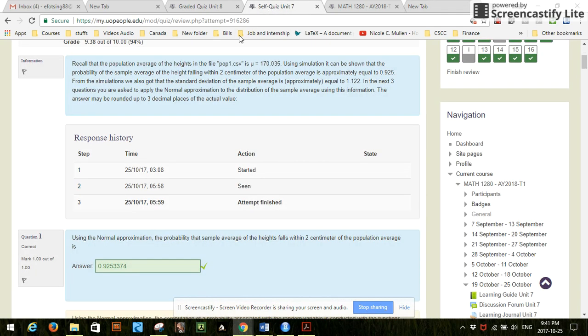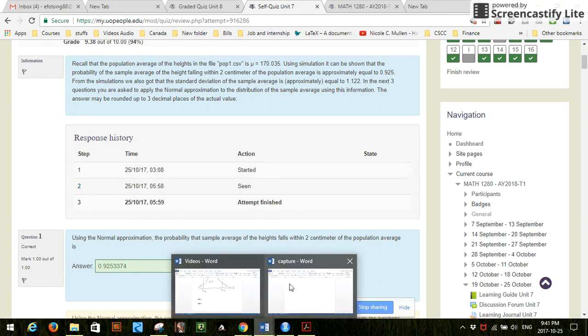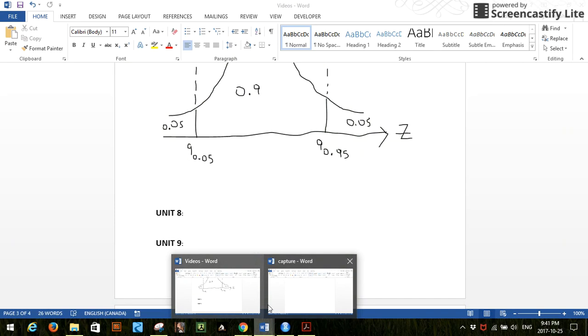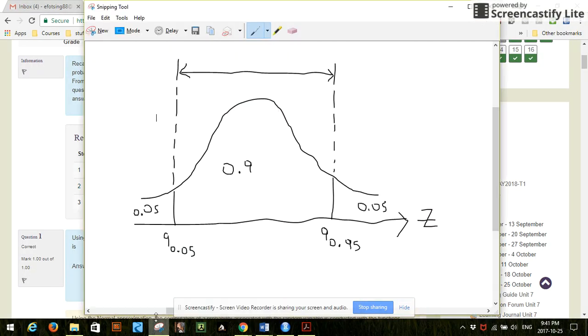Hi guys, we are going to look at the unit quiz 7 self quiz. Before I jump into the quiz, I'm just going to review this chart with you. And I think this is something that's going to be very important.